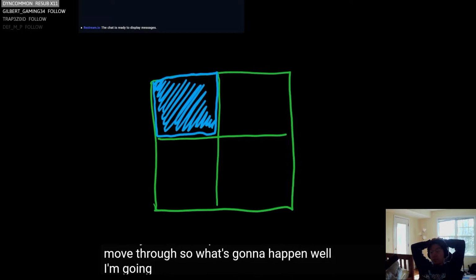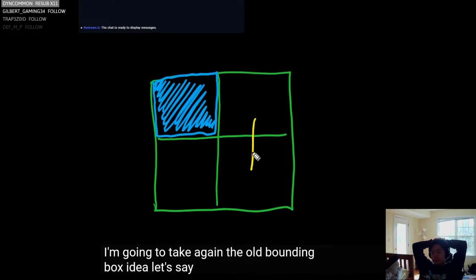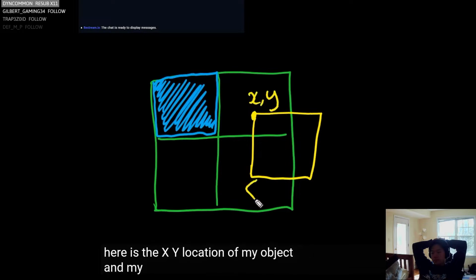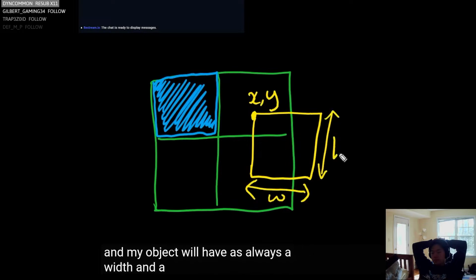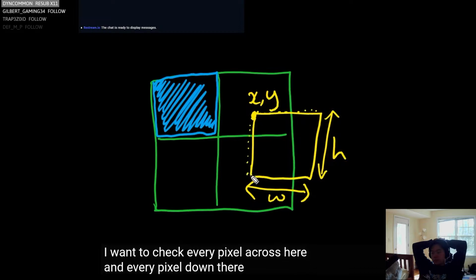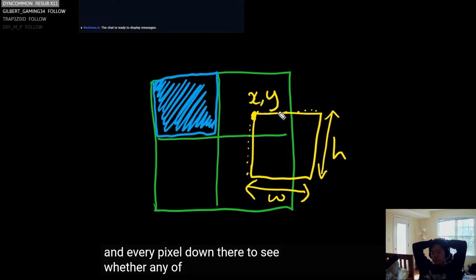So what's going to happen? Well, I'm going to take, again, the old bounding box idea. Let's say my object is just here, and I happen to know that this location here is the x, y location of my object. And my object will have, as always, a width and a height. What I want to do is check every pixel across here and every pixel down there to see whether any of these collide with any object.